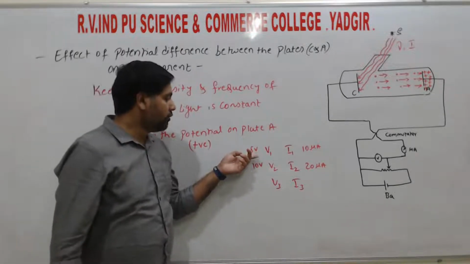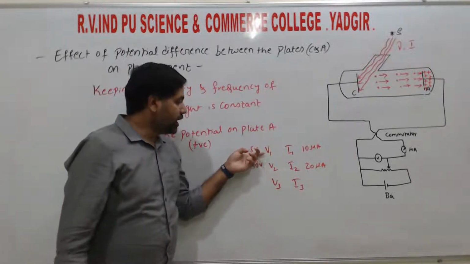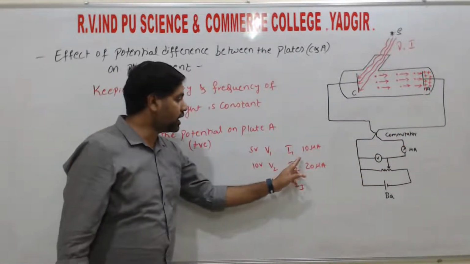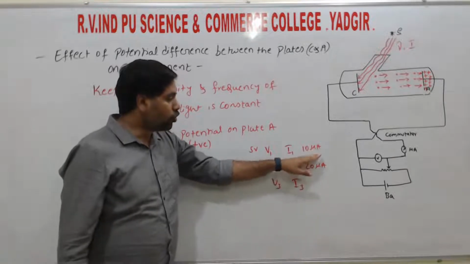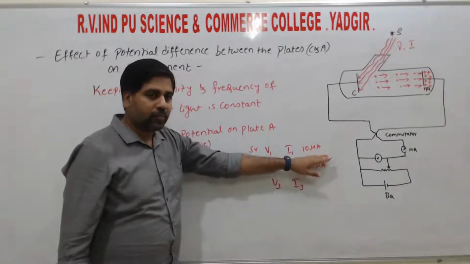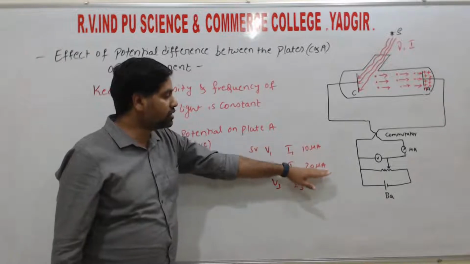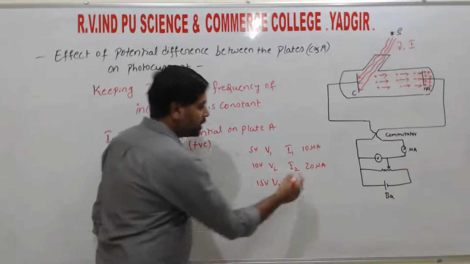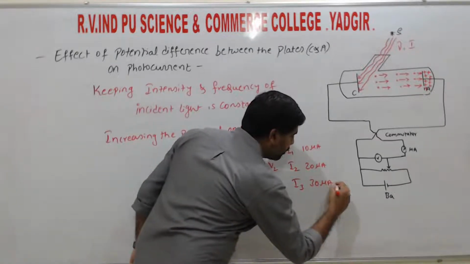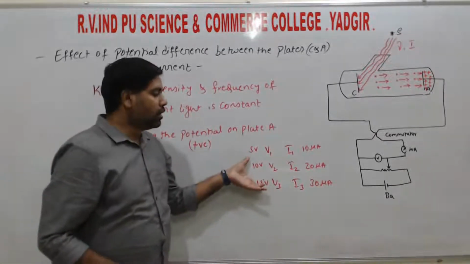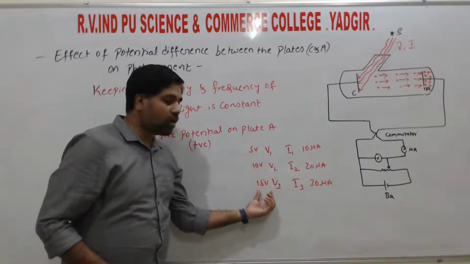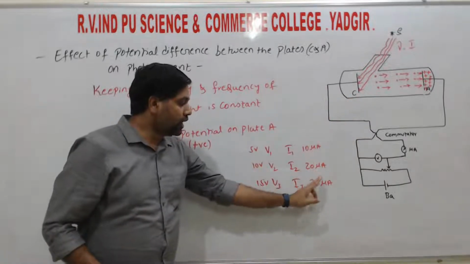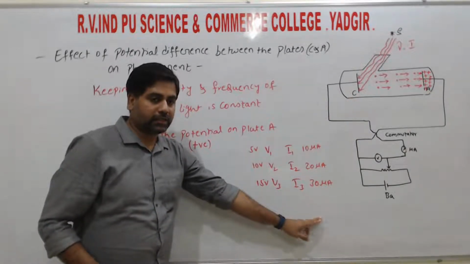So if you observe here, we are increasing the potential. As we increase the potential on the plate A, that is positive potential, the photocurrent is also increasing, right? So if you observe here, I1 value is 10, I2 is 20. If you further increase to 15 volt, then here we get 30 microamperes. This is just for reference I am telling. As we increase the positive potential on the plate A, the photocurrent goes on increasing.